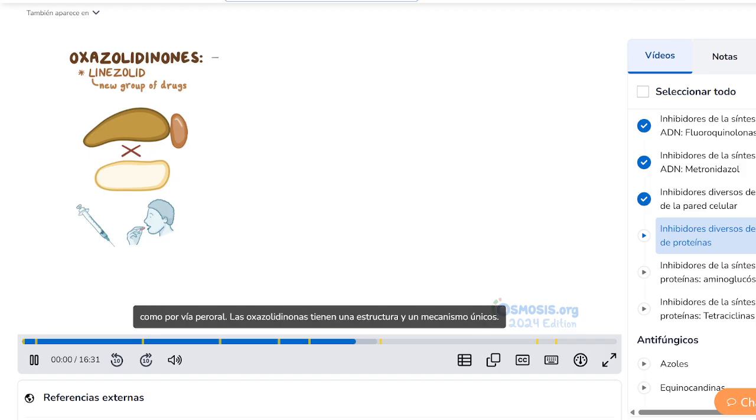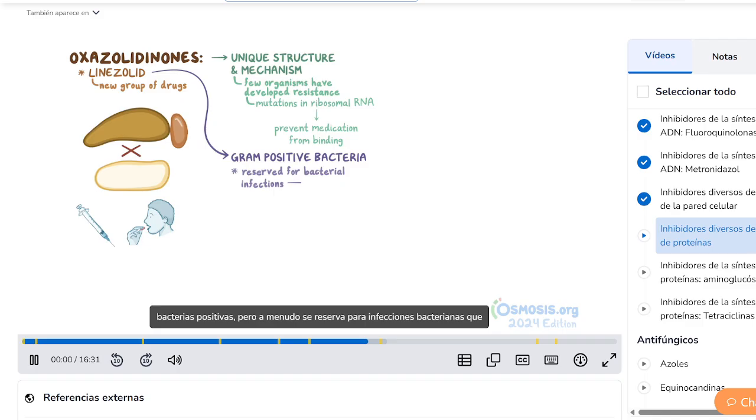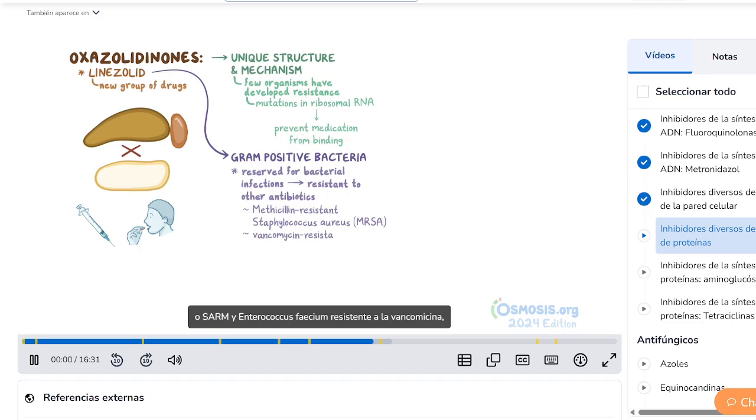The oxazolidinones have a unique structure and mechanism, so few organisms have developed resistance to it yet. Those that have typically have mutations in their ribosomal RNA that prevents the medication from binding. Now, linezolid is effective against a wide variety of gram-positive bacteria, but it's often reserved for bacterial infections that are resistant to other antibiotics. This includes methicillin-resistant Staphylococcus aureus, or MRSA, and vancomycin-resistant Enterococcus faecium, or VRE.